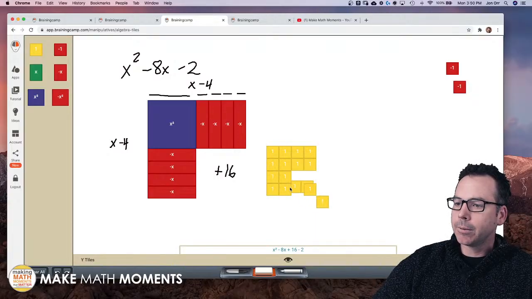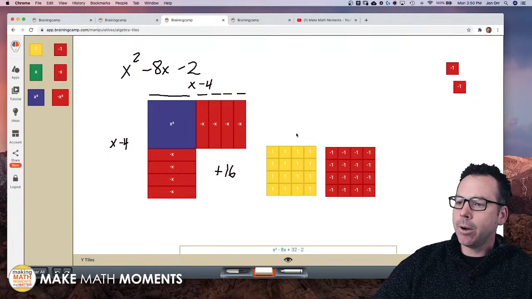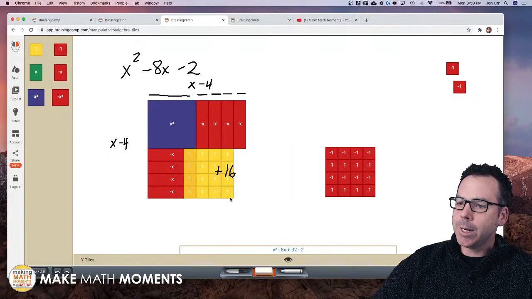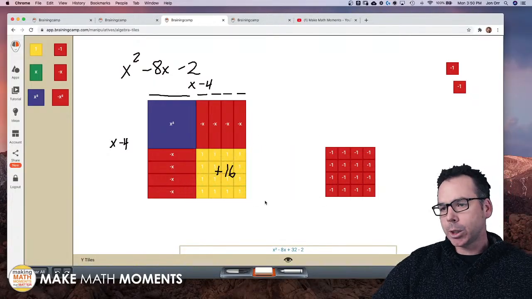There we go. Here's my 16. All right, so I brought 16 in. Now let me bring in its opposite. There they go. All right, these 16 fit in here. Boom, I've completed the square.